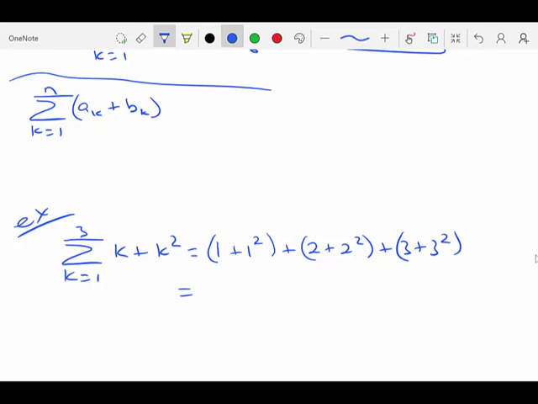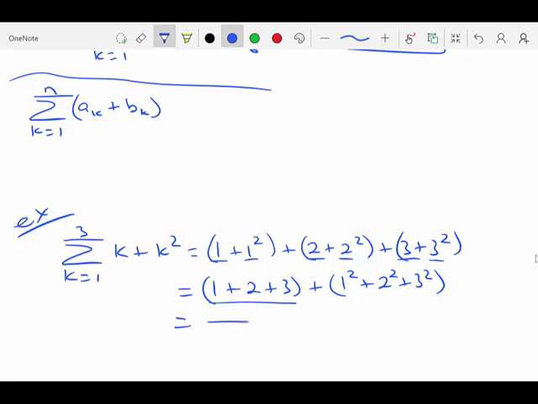And then, because this is arithmetic, I could rearrange things. And so I'll put all of these together, the first terms. That would be 1 plus 2 plus 3. And then if I put the second terms together, that would be 1 squared plus 2 squared plus 3 squared. And then if I wrote this as a sum, it's the sum as k goes from 1 up to 3 of k, plus the sum as k goes from 1 up to 3 of k squared. And I don't think that that's a huge surprise.